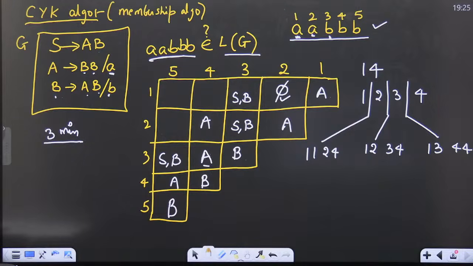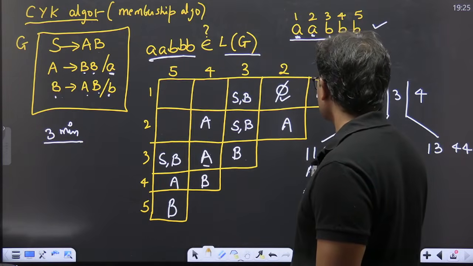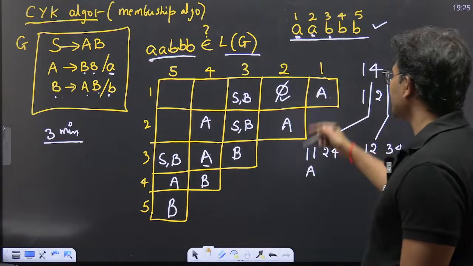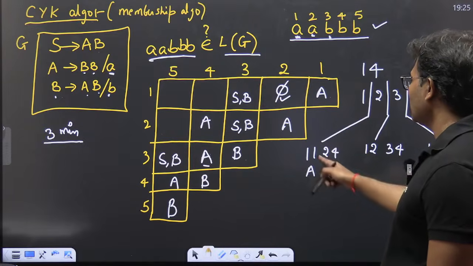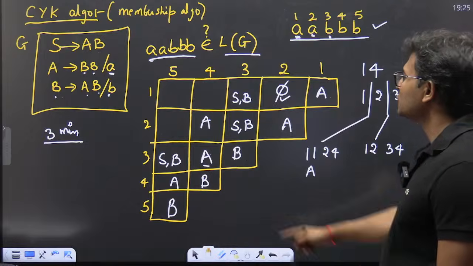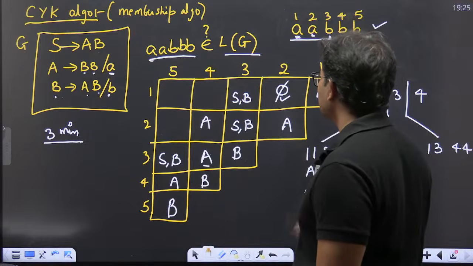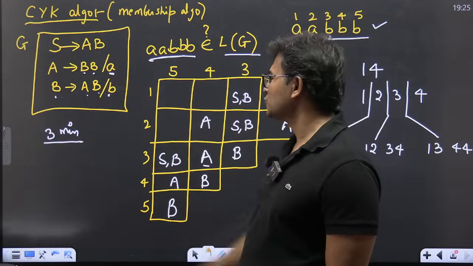Now what is 1, 1 here? 1, 1 is A. What is 2, 4? 2, 4 is A. So I got AA, but AA is not here, so leave it.